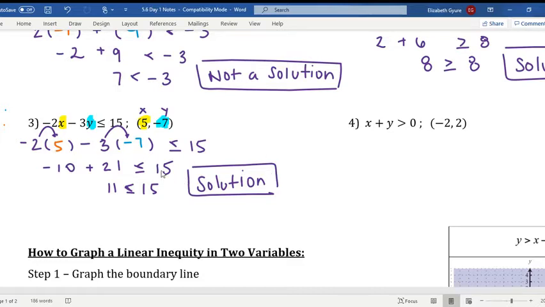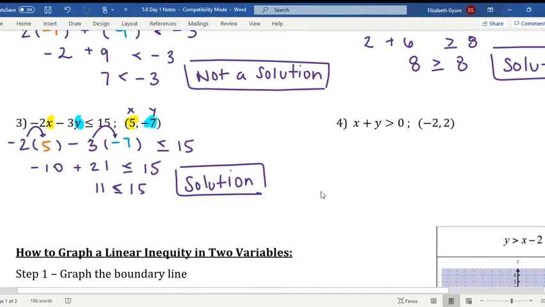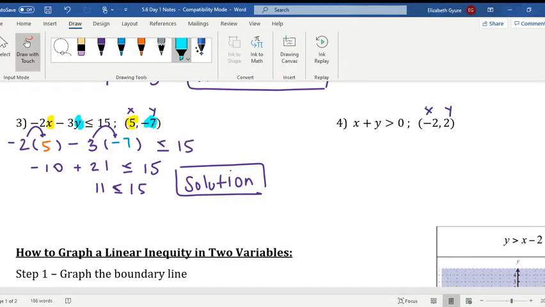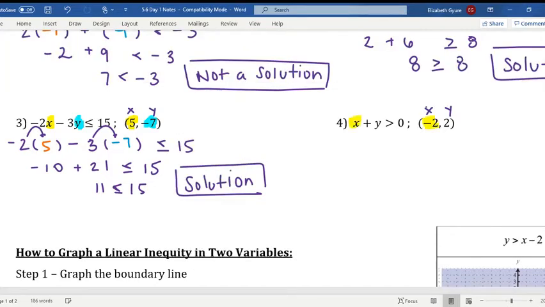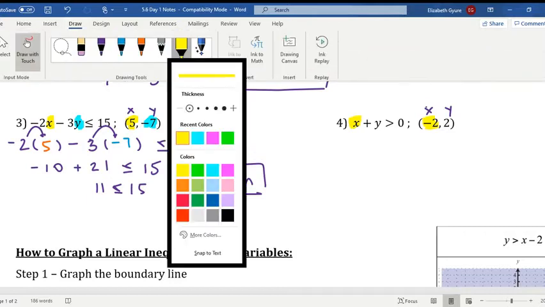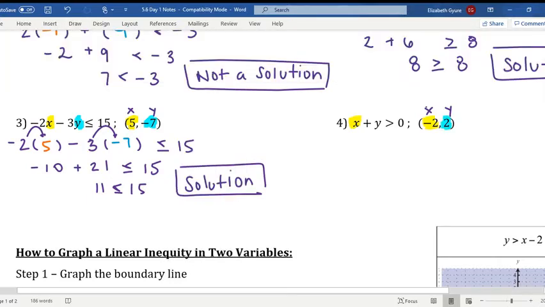We're basically plugging in numbers and seeing if it works or not. Okay. All right, so number 4, last one like this. So we have x plus y is greater than 0. So here's our coordinate point, negative 2, 2. So here's our x, here's our y. So we are going to plug negative 2 in where we see x. And we're going to plug 2 in where we see y.